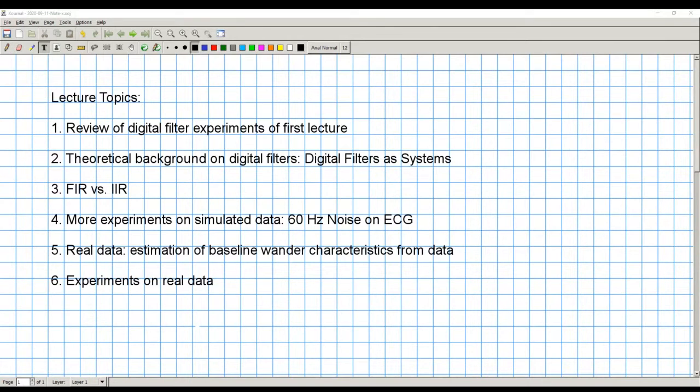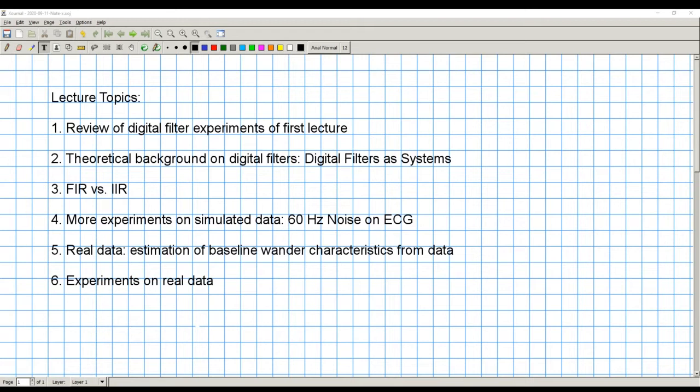The first lecture was just an introduction. In the second lecture we got started on digital filters. Now in this lecture we're going to go over what we had last time, just a quick review of the digital filter experiments that we did last time.